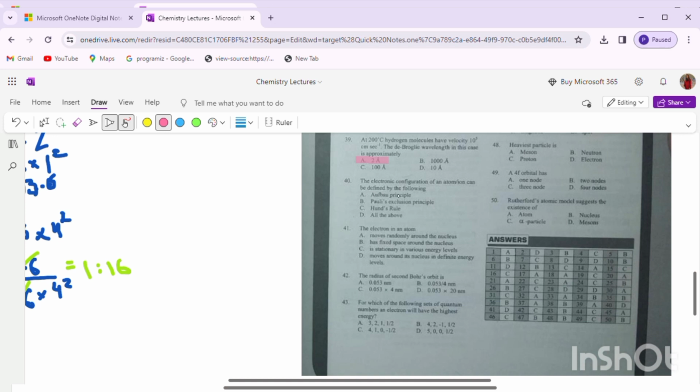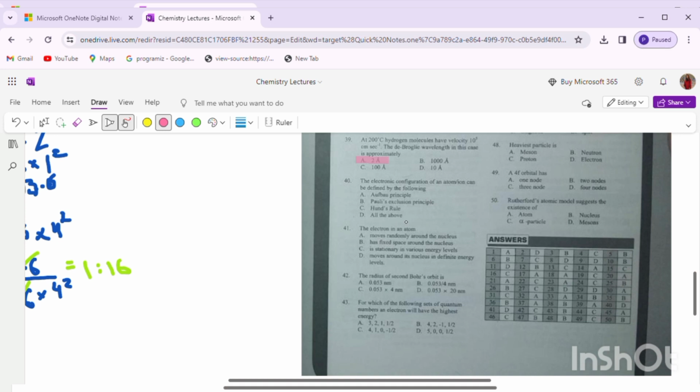40th, the electronic configuration of an atom or ion can be defined by the following. Of course, we have read about the electronic configuration rules. It can be explained with the Aufbau principle, which is the n plus l rule. It can be explained with Pauli's exclusion principle, in which no two electrons can possess the same set of four quantum numbers, and their spin quantum number would always be different. We can also define the electronic configuration with Hund's rule.